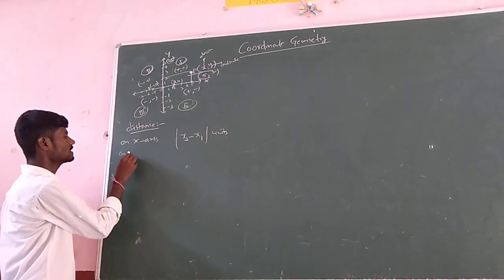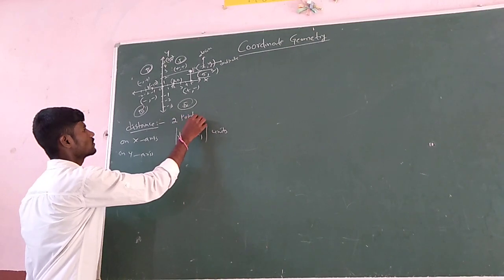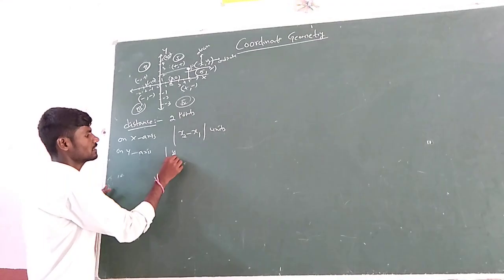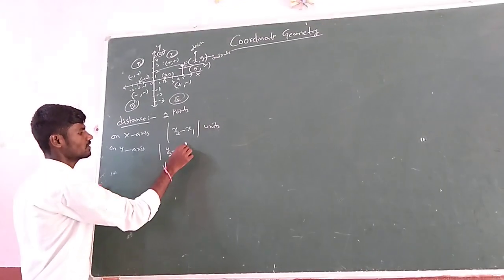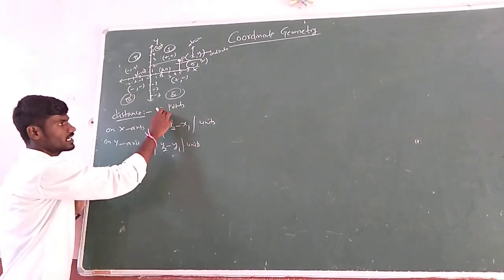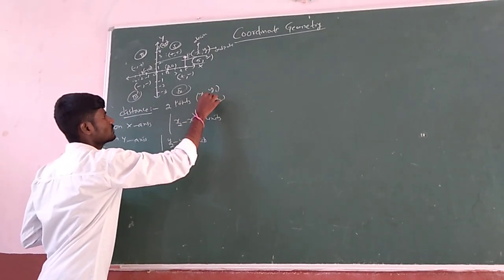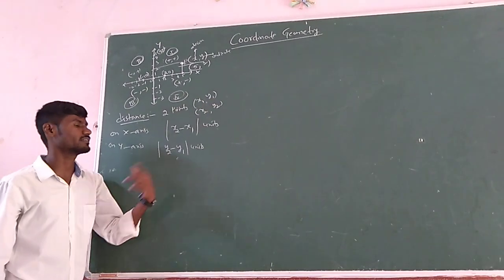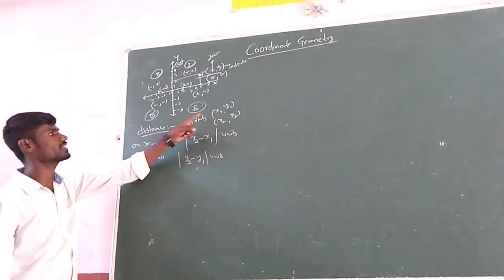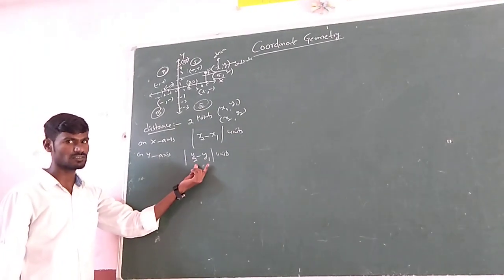Now if the two points whose distance we are finding lie on the y axis, then the distance between them is modulus of y2 minus y1 units. What are these x1, x2, y1, y2? We take the two points as (x1, y1) and (x2, y2). So this is the distance between points if they are on the x axis, where the y coordinate is 0, that's why we can take it like this. And on the y axis, the x coordinate is 0, so directly we can take the distance between the y coordinates.